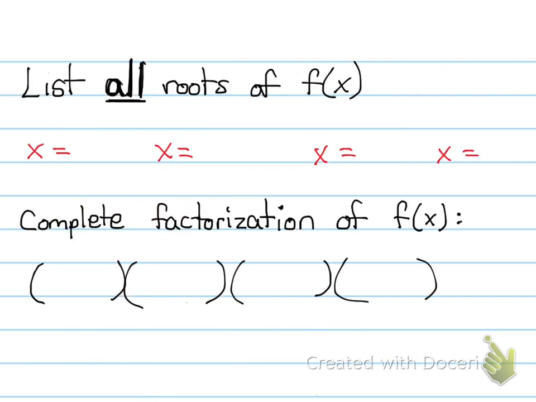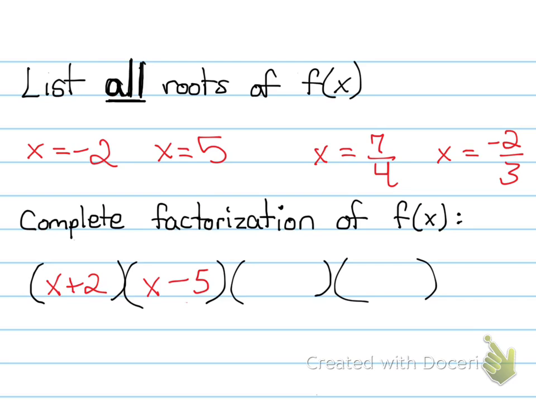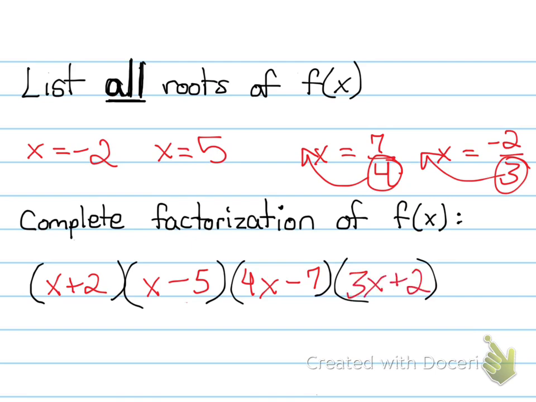So my roots are, the first two were -2 and 5, and then the last two I just found were 7 over 4 and -2/3. And then to write them out as a complete factorization, I already had my x plus 2 and x minus 5. Now to write the last two, remember, you take whatever's in that denominator and bring it in front of the x. So it'll be 4x and the opposite of that numerator, which would be -7. Same thing here. Bring it in front of the x and the opposite of that numerator, which would be +2. And that's it.